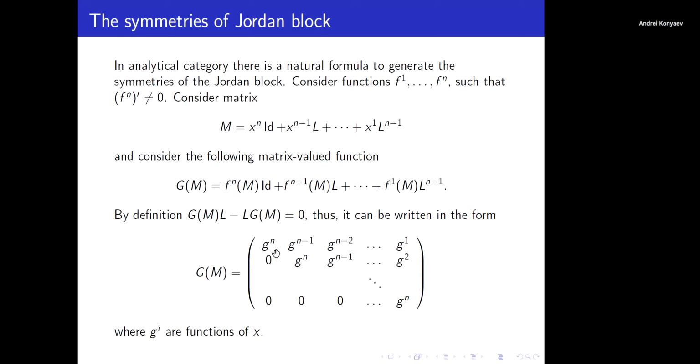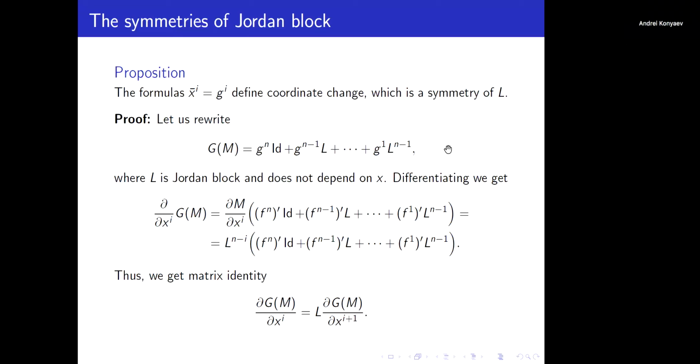It means that it has the following form. If we do all the calculation, we get a matrix which depends on the coordinates x, but in a very specific form. You have n functions. See, you have a function here, a function here, a function here. If, let's say, we take f_n equal to just 2x, and all the other functions are zeros, we get exactly the formula for M, right? But if they are not zeros, we get some more complicated stuff. So we have the proposition that the coordinate change using these functions g_i is actually a symmetry.